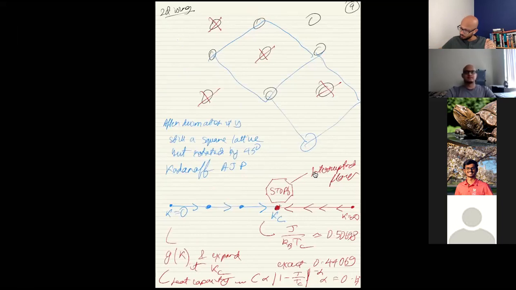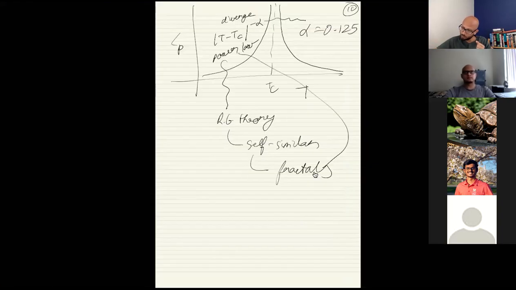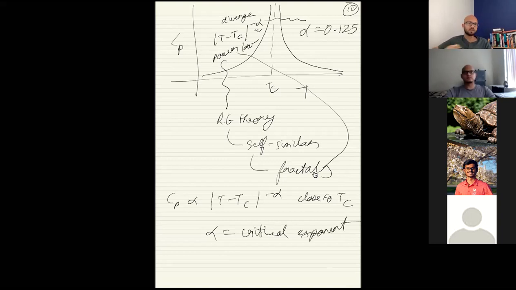In 2D, renormalization group theory in Kadanoff's paper shows you there is a value of 0.131, and it allows you to calculate this alpha. So this alpha over here, Cp proportional to T minus Tc to the power minus alpha close to Tc. This is quite a generic property of phase transitions, and this alpha is called the critical exponent, which characterizes the power in the power law.